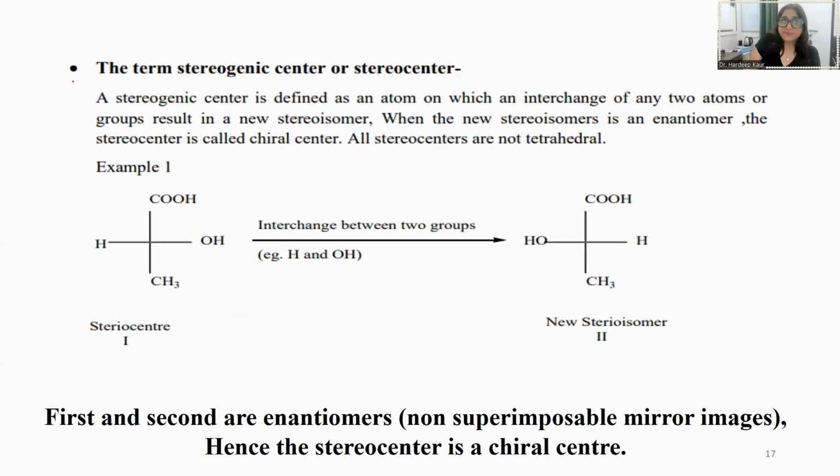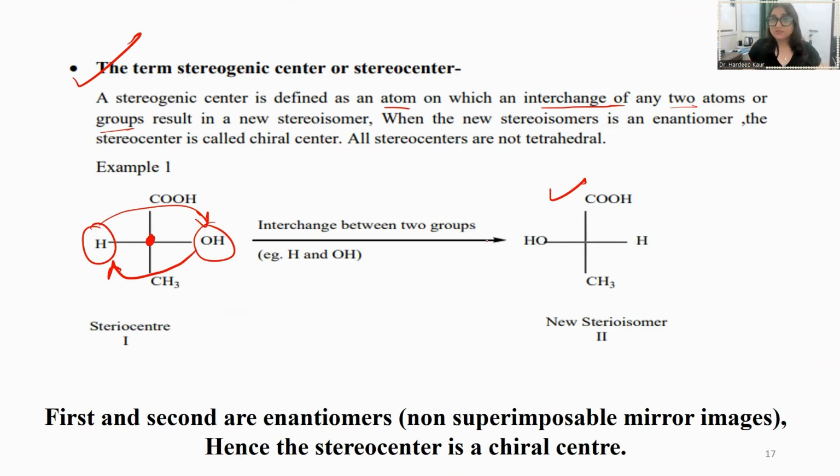Now, a very important term. The next term is, what is a stereogenic center or stereo center? A stereogenic center is defined as an atom on which interchange of any two atoms or groups gives a new stereoisomer. So this is a simple atom, and these are two groups. If you interchange them like this, a new stereoisomer will form.